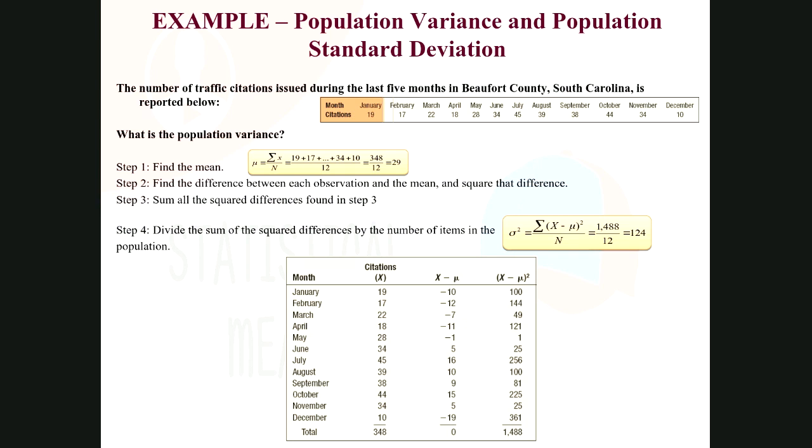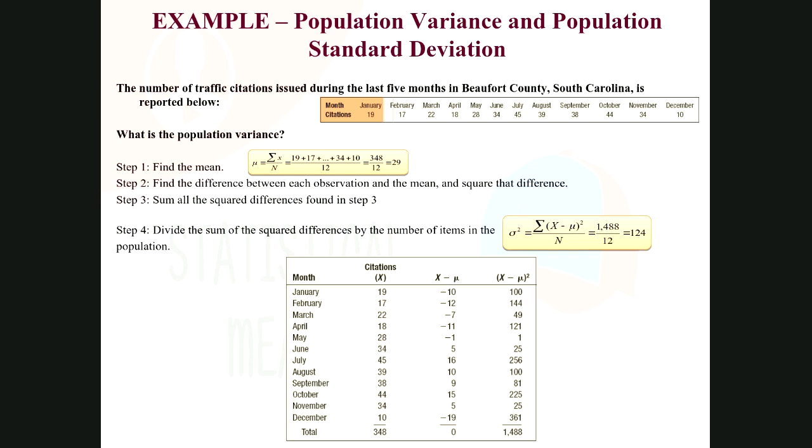First, you calculate the mean. You find the difference between each observation and the mean and square that difference. You sum all the squared differences found in step 3. Divide the sum of the squared differences by the number of items in the population, and we end up with a variance of 124. Remember, here we're figuring out the variance in the population.